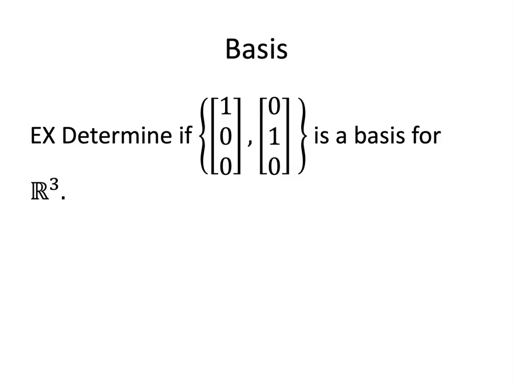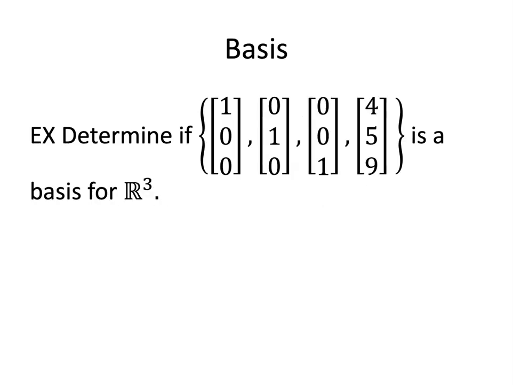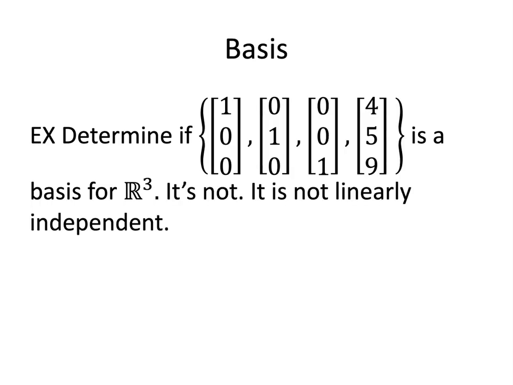Determine if (1, 0, 0), (0, 1, 0) is a basis for R3. No, it's not. It doesn't span R3. You'll never get the vector (0, 0, 1) as a linear combination of these two. Not going to do it. Determine if (1, 0, 0), (0, 1, 0), (0, 0, 1), (4, 5, 9) is a basis for R3. Again, same story. It's not linearly independent. You can express (4, 5, 9) as a linear combination of those other three vectors.